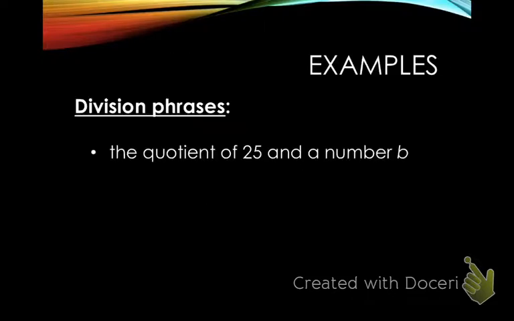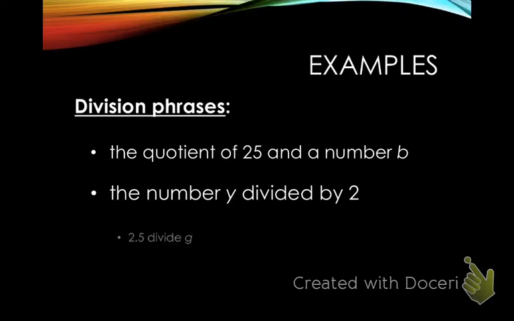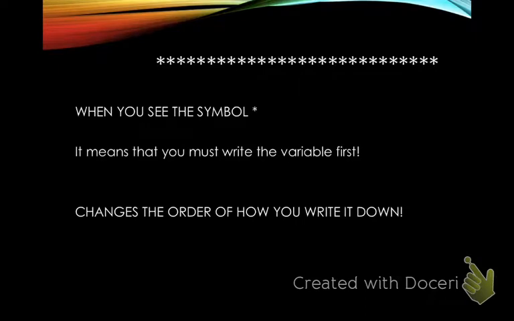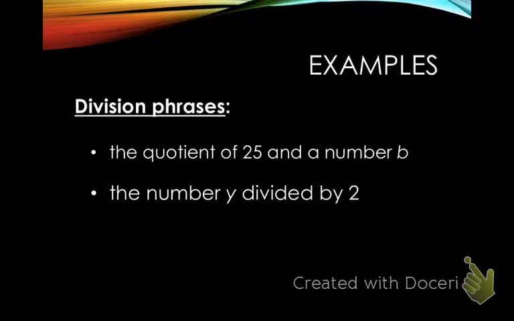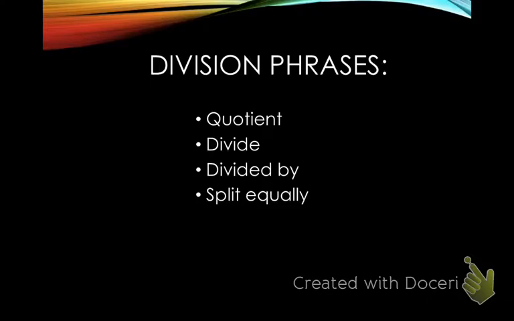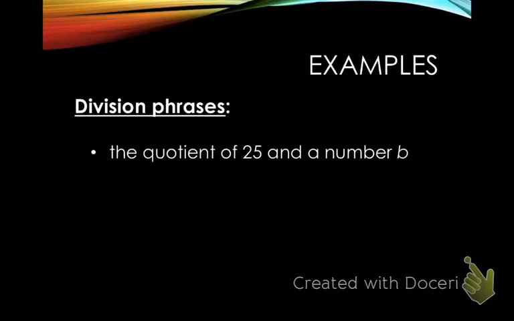All right, here's an example phrase. The quotient of 25 and a number b, the number y divided by 2, and finally 2.5 divide g. All right, so ladies and gentlemen, we all did that. Remember, if you see the star on any of those, there should be a star in a couple of them. I'll put them up there later. But like I said, there's your examples.